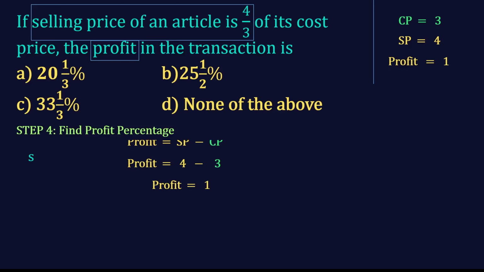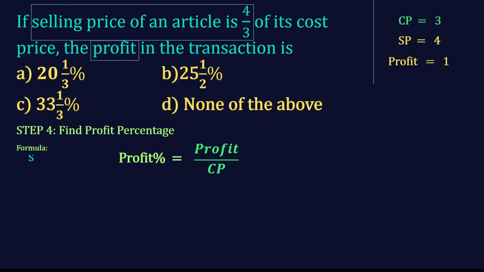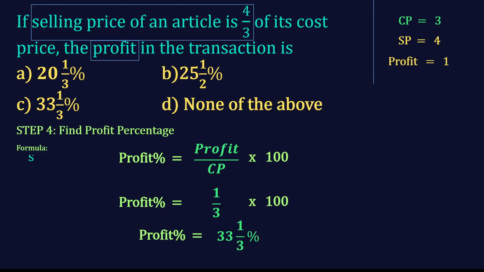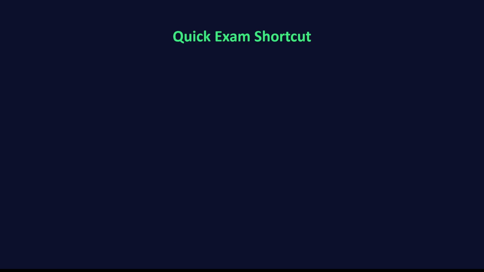So we need to find the profit in percentage. We know the formula, profit percent equals profit over the cost price, which is the original price, times 100. We already know the profit is 1 and the cost price is 3. So times 100, that would give me in the percentage format, 33 1/3%. So the profit is 33 1/3%. If you look at the options, we see that option C is correct, which is 33 1/3%.